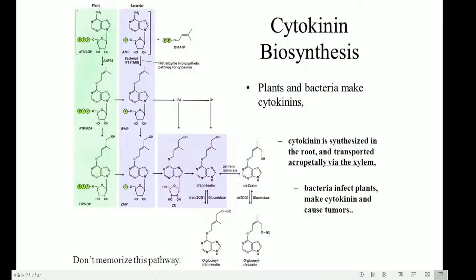Then cytokinin synthesis. In cytokinin synthesis, the plant produces it through a pathway. First, it produces IPT, and that IPT is converted into the molecule ZTP. Then the product is converted to ZMP, then ZR, then it is converted into cis-zeatin. This cis-zeatin is converted into glucosyl cis-zeatin, and it is converted into glucosyl trans-zeatin. These are produced in a sequential process.